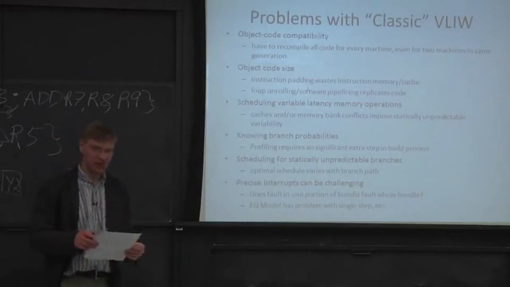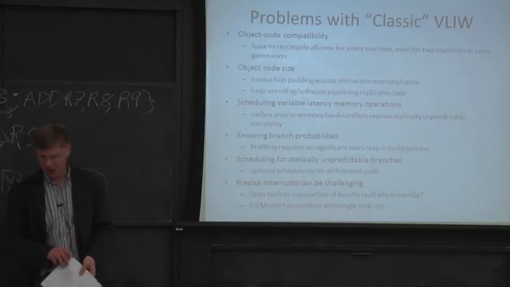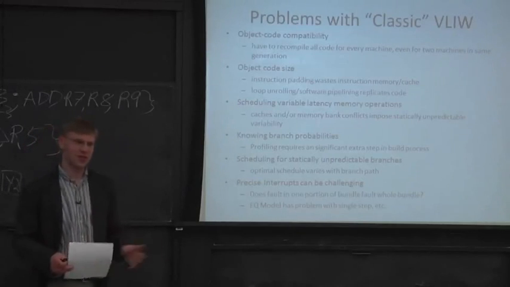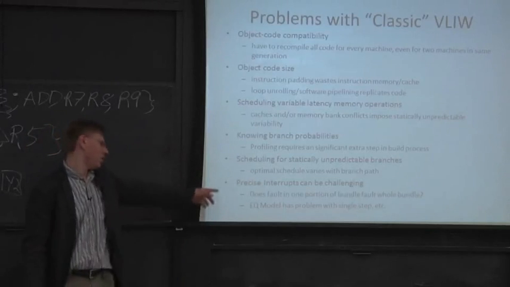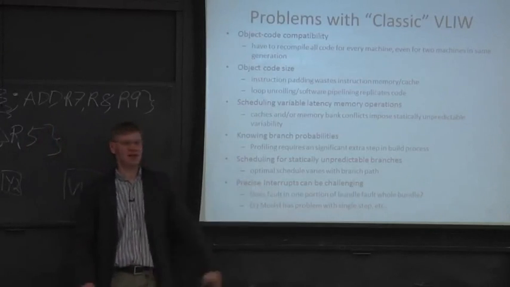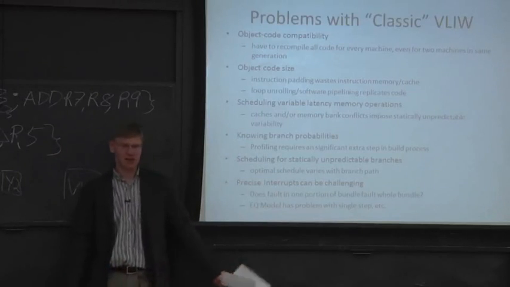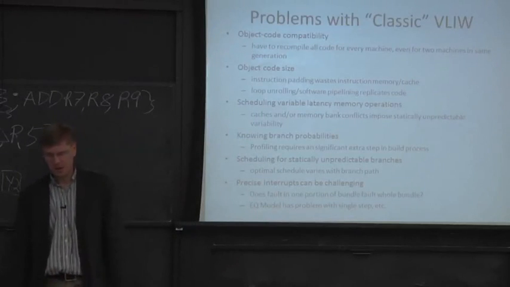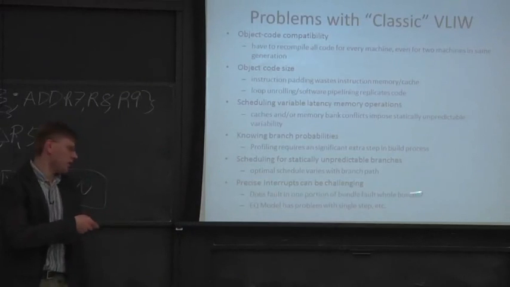People have done things in the middle. I probably don't recommend you building any of those machines. In the VLIWs that I've always built, an entire bundle is atomic. That makes traps a lot easier. But people have not always done that.